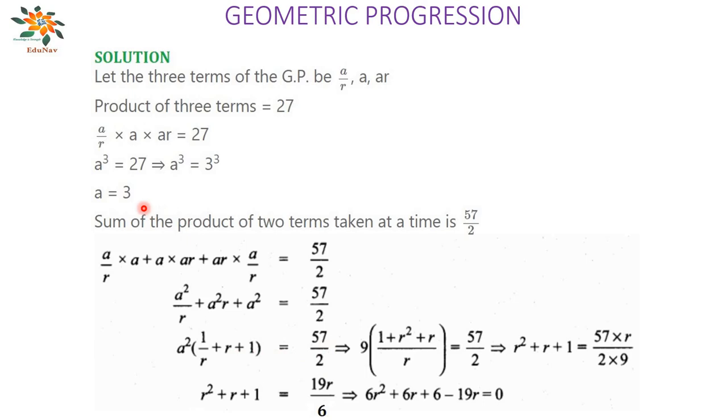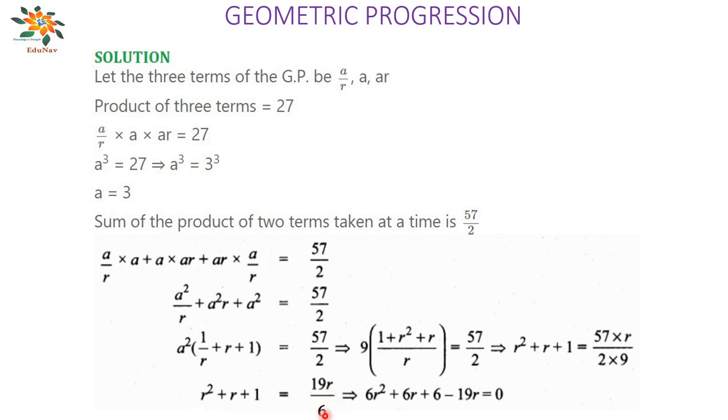Now what is the value of a? It is 3. Therefore a² becomes 3², that will be equal to 9. Our next step will be 9 into (1 plus r² plus r) divided by r on simplification, which is now equal to 57/2. On cross multiplication, we have 1 plus r² plus r equal to 57r divided by 2 × 9. That gives r² plus r plus 1 equal to 19r/6.